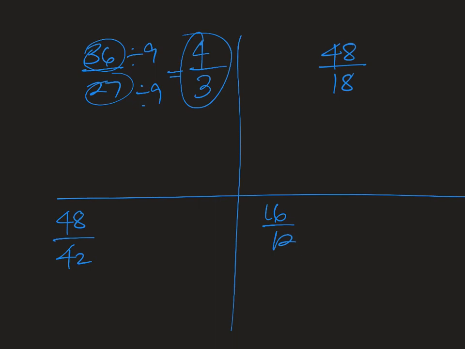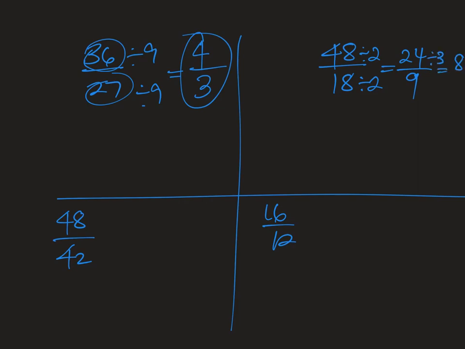So for example, look at this one, 48 over 18. Let's say I don't want to prime factorize, but I want to just divide by a common factor. Not their greatest common factor, but just a common factor. Then I can divide both of these by 2, right? And so I have 24 over 9. And I say, is that the simplest form? And I say, no, I can divide by 3.